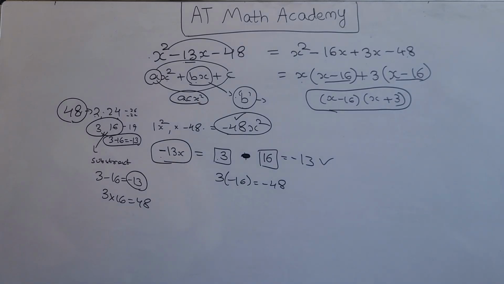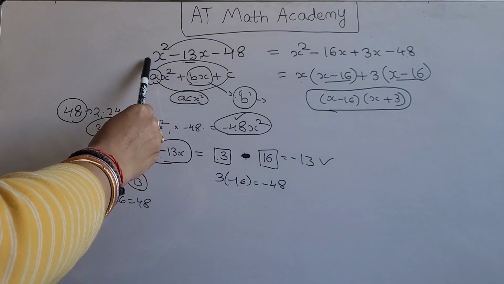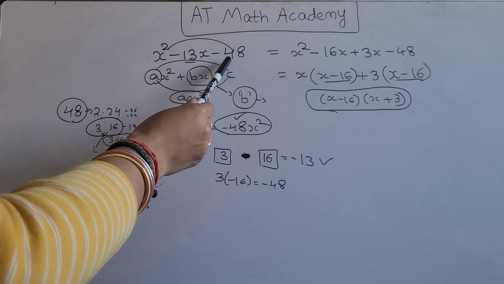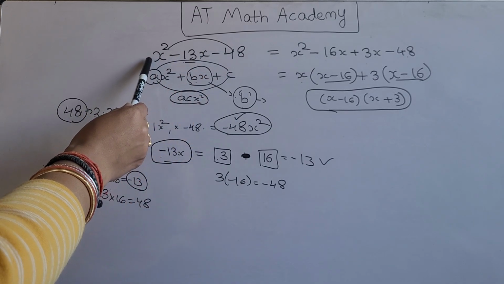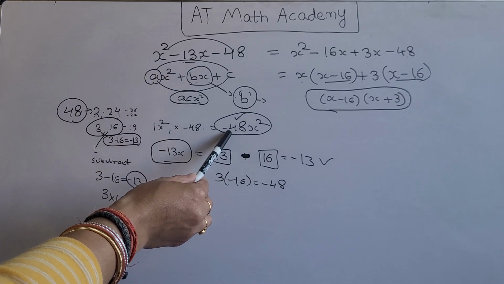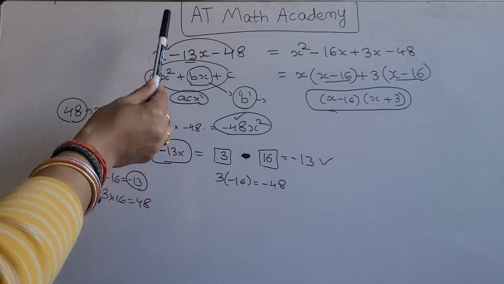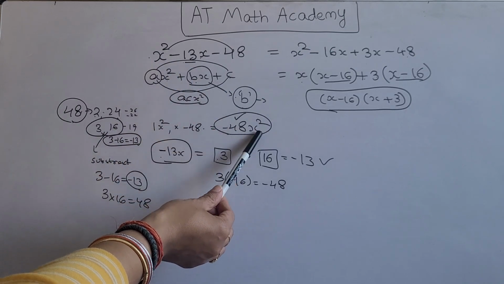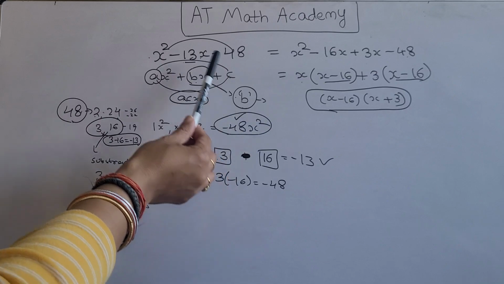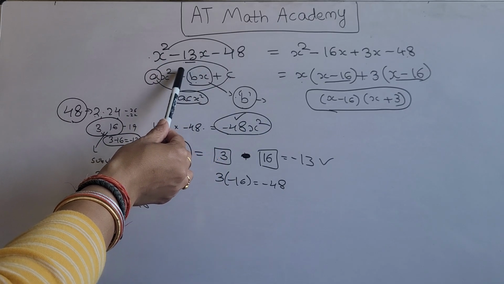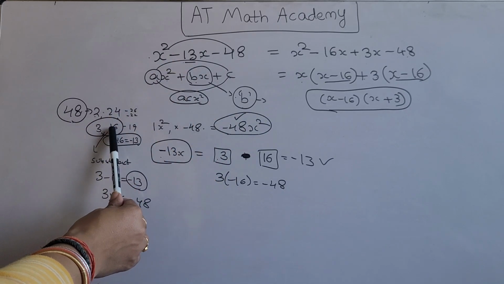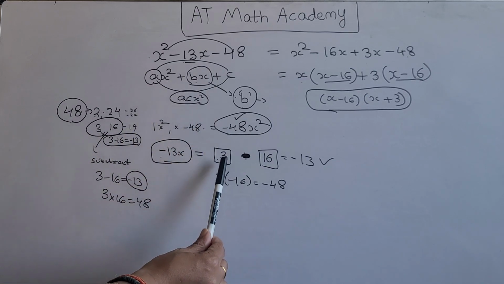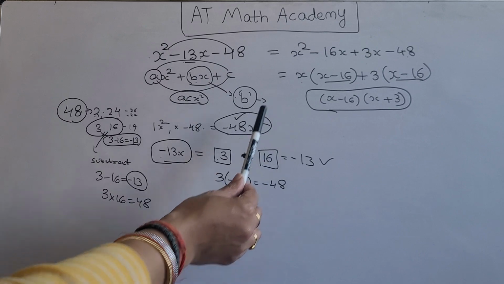So this is how you solve it. You need to multiply the constant with the coefficient of x squared, and you get minus 48 times 1 times x squared, which is minus 48x squared. You need to think of two numbers: when multiplied, they give the product minus 48x squared, and when added, they give minus 13x. The numbers 3 and 16 satisfy the two conditions, so 3 and minus 16.